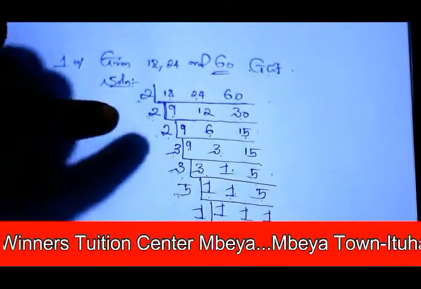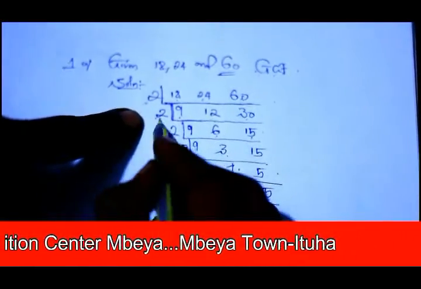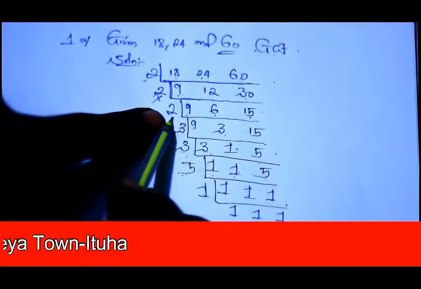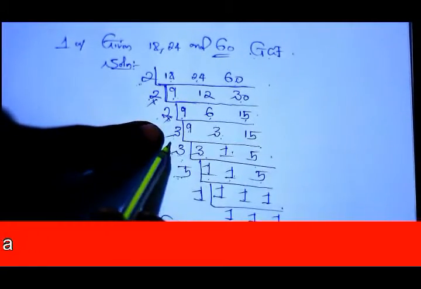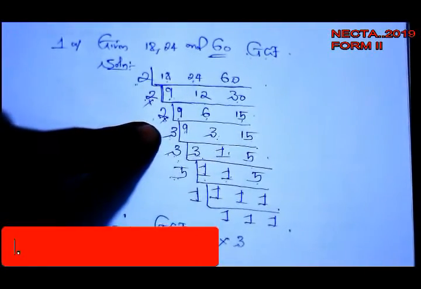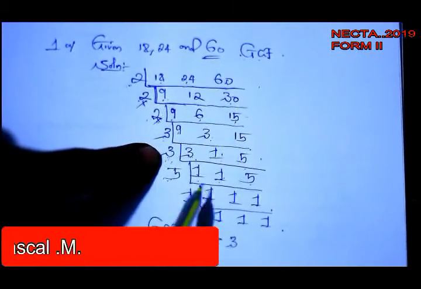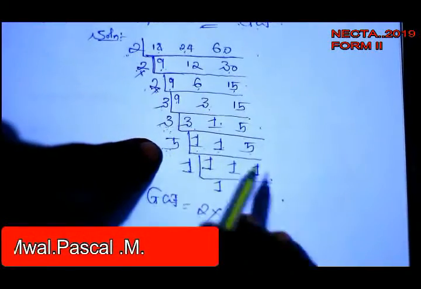We are going to look for another factor. 2 didn't divide 9, then we are going to leave it. We are going to leave it like this. Then 2, 9 didn't divide by 2, therefore we are going to leave this one. Then 3 divided 9, 3 divided 3, 3 divided 15. You are going to get 3, so we take it. Then 3, 1 didn't divide by 3, and therefore we leave it. Then 5, 1 didn't divide by 5, and therefore we leave it.